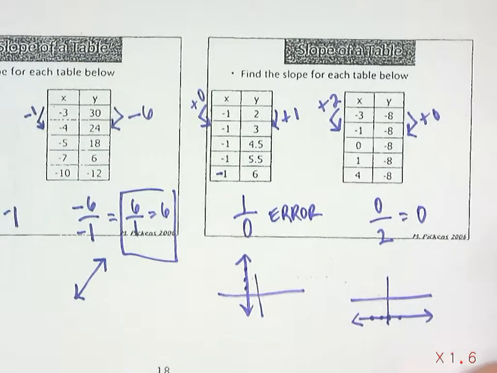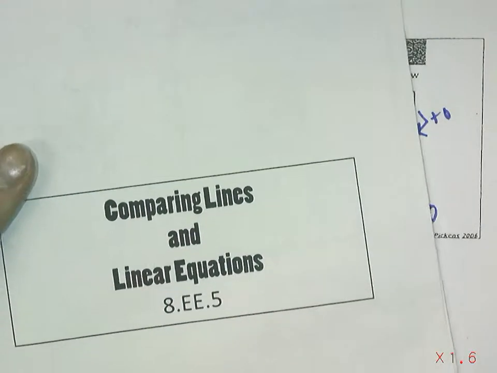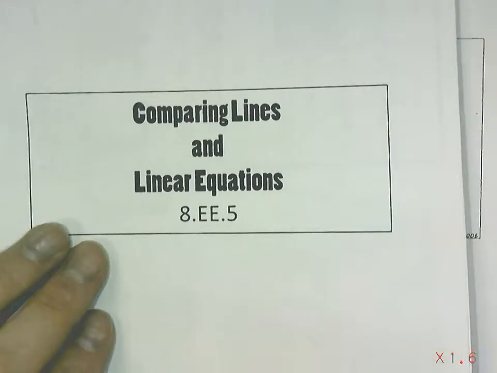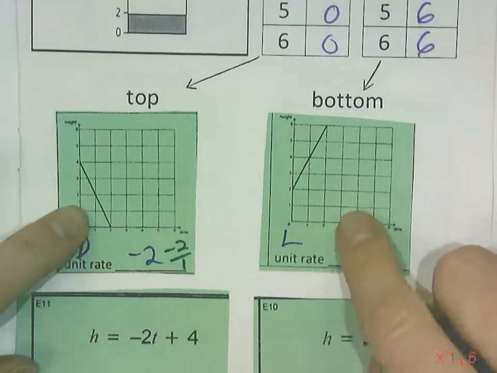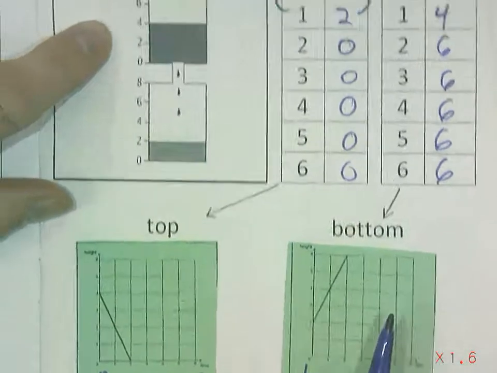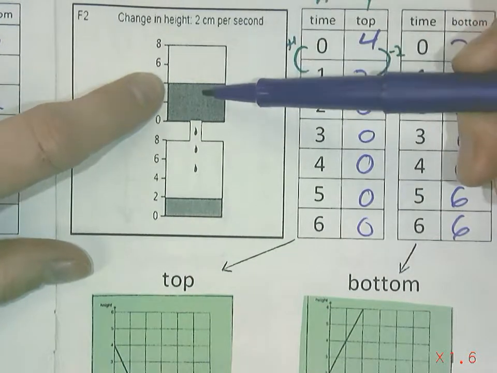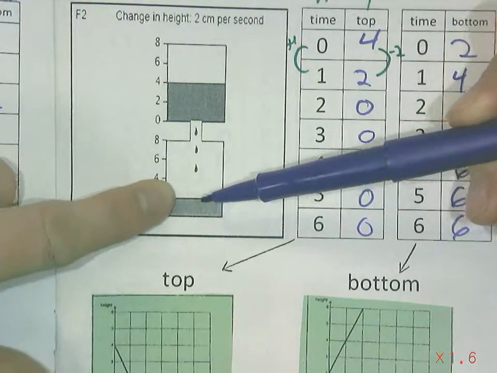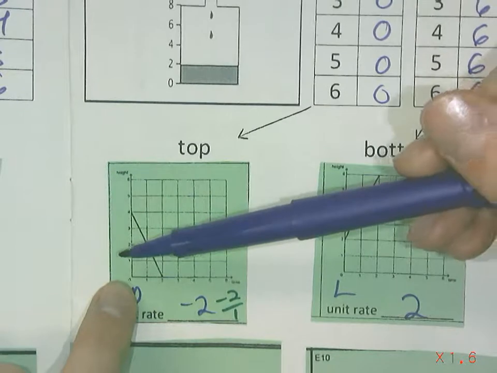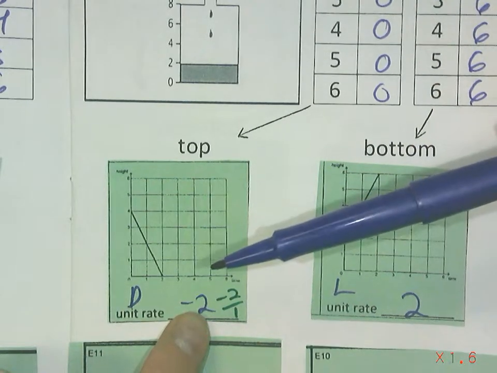Back to the water towers. If you're not quite sure what those are, we talked about these water tanks last week. We compared lines and linear equations, and we talked about the top tank and the bottom tank and what it looks like. On the top tank, the water is leaving and going into the bottom tank. So over time, the top tank is losing water, so it has a negative slope or a negative unit rate.